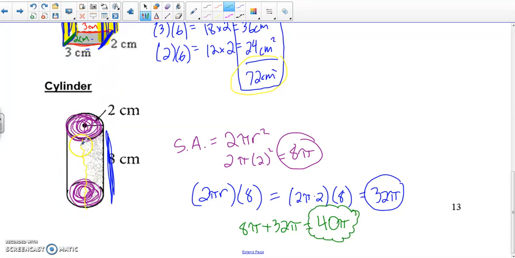But the key here is, if I think about unwrapping the label of this can, we turn it into a rectangle with a height of 8 and a width, which is the circumference of the circle, which is 2 pi times the radius. And that's how I got this part of my formula right there.